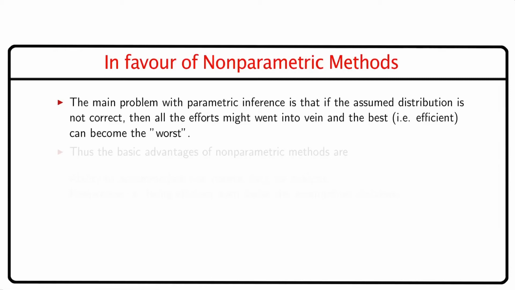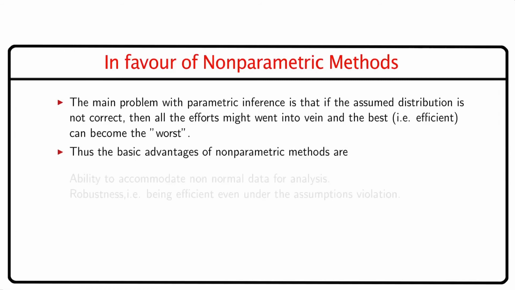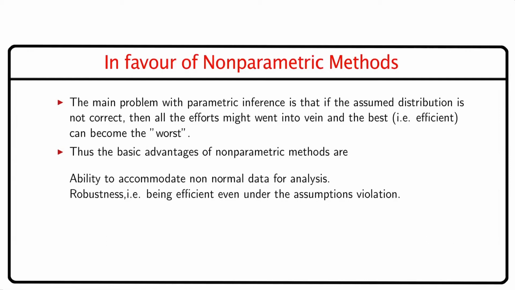So if the data is non-normal, we can still use non-parametric methods without knowing the distribution of the underlying variable. And the second advantage of non-parametric methods is the robustness, that is being efficient even under the assumption violation. So in parametric inference, we assume some particular distributional form and some particular distribution with certain parameters. If the distributional assumption is violated, then these results are of no use, and in contrast to these methods, our non-parametric method is robust, that is remains efficient even when the assumptions are not validated.